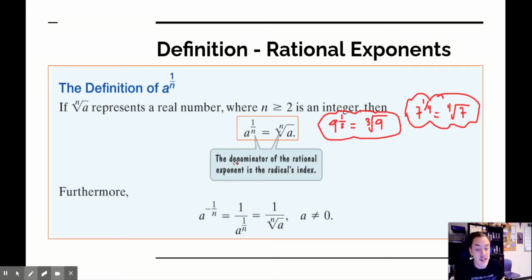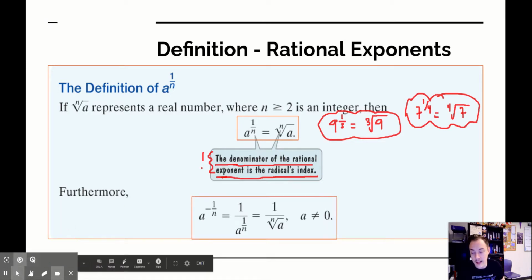Okay? So the denominator of the rational exponent is the radical's index. Okay? So that is very, very important to make sure you write down. And then, of course, I have this part down here. This part is just kind of talking about the negative numbers.